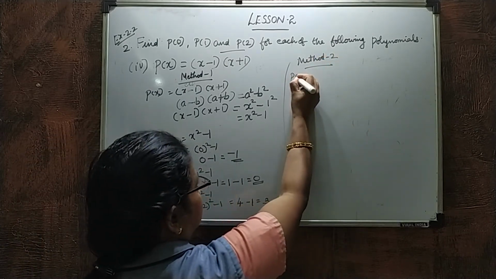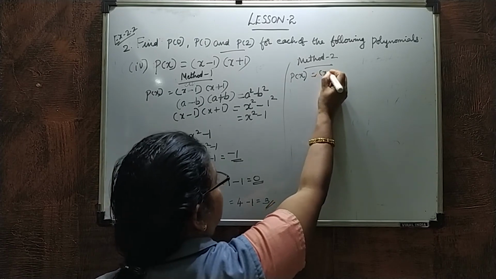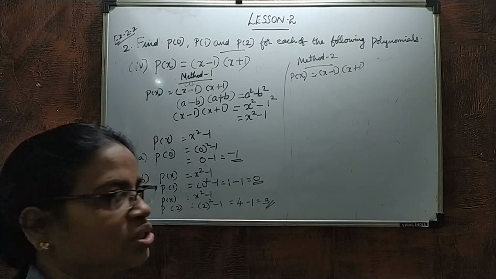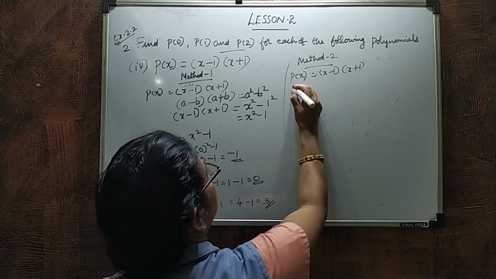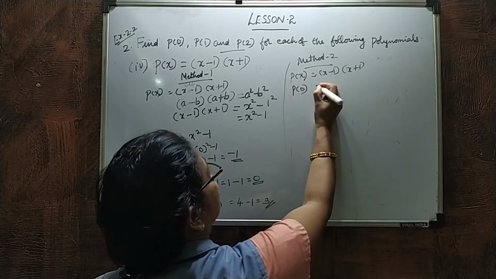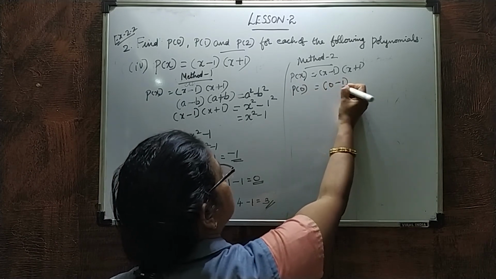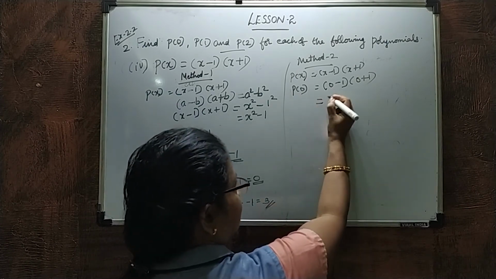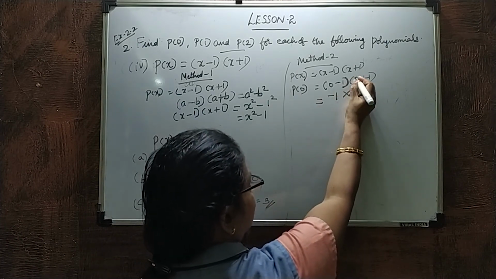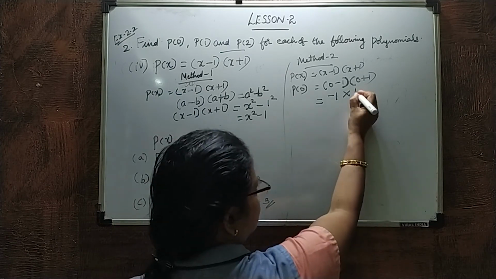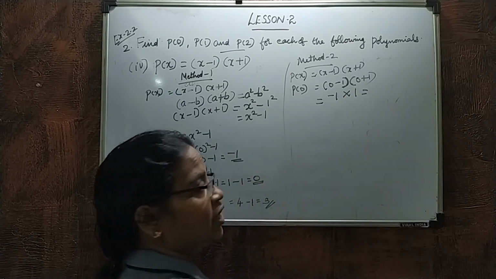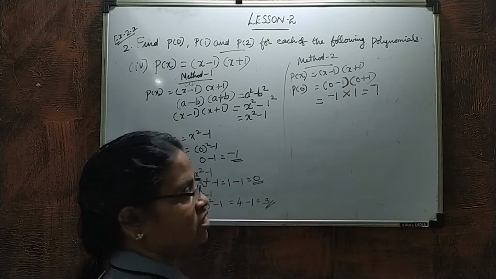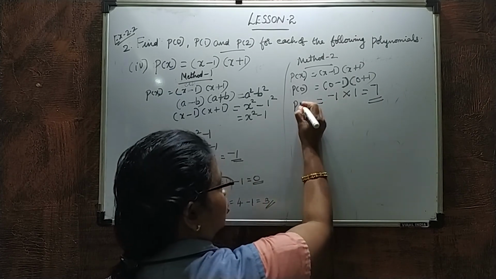P of x is equal to x minus 1 into x plus 1. Bracket means it is into there. Okay. Now, first one, P of 0 equals 0 minus 1 into 0 plus 1. What is 0 minus 1? Negative 1 into, here this bracket closed means it is into 0 plus 1, 1. What is negative 1 into 1? 1 into 1 is 1. Negative into positive, negative. Negative 1 you will get as P of 0.